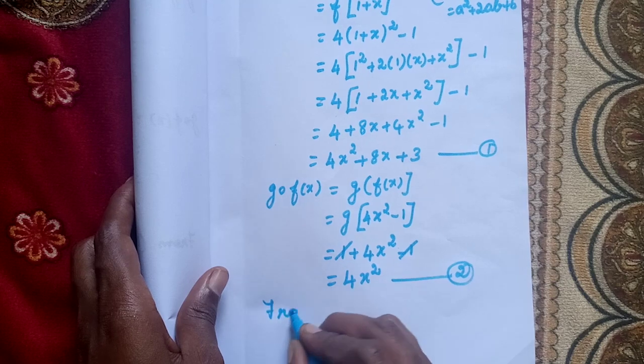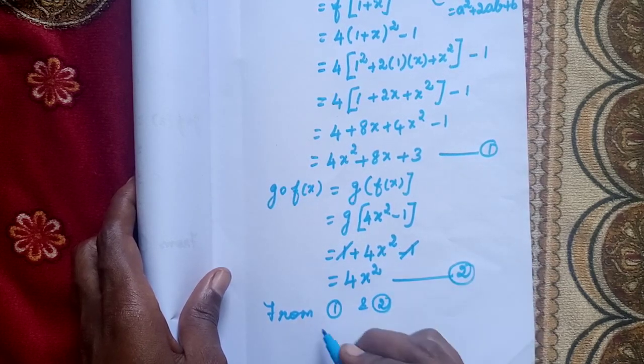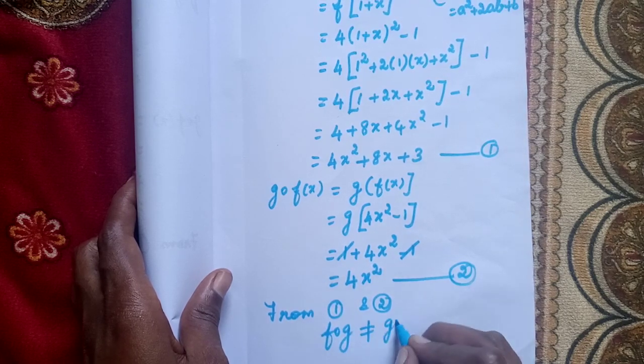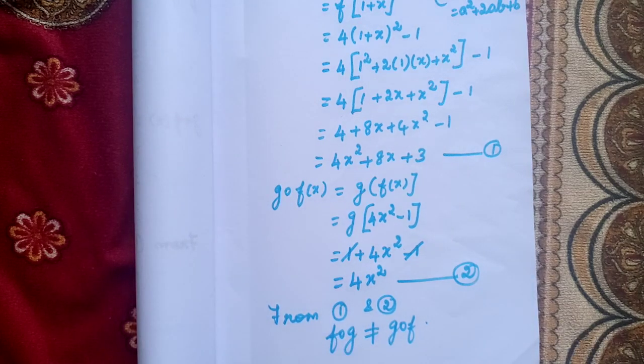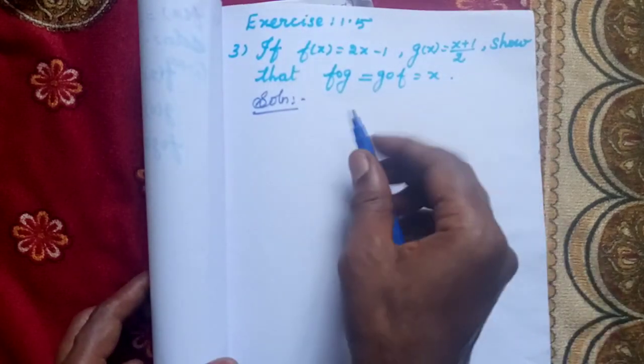From 1 and 2, f composite g not equal to g composite f. Have you all understood this? Any doubt? Okay. Now I am explaining the third problem.